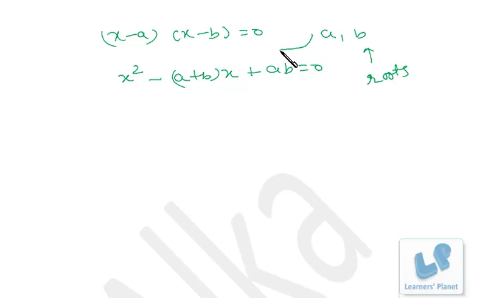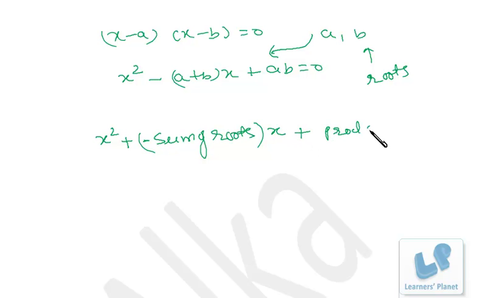Now you just relate these roots to this equation, right? The roots of this equation are a and b. The coefficient of x is minus of (a plus b). That means what we can say is x square minus the sum of roots into x, right? That means the sum of the roots in negative. Okay, the sum of the roots in negative, then x plus the product of the roots, isn't it?